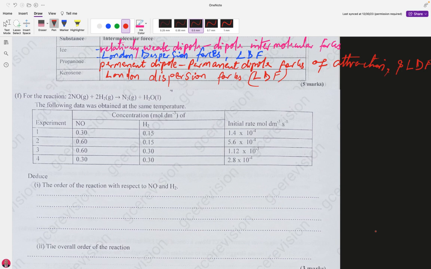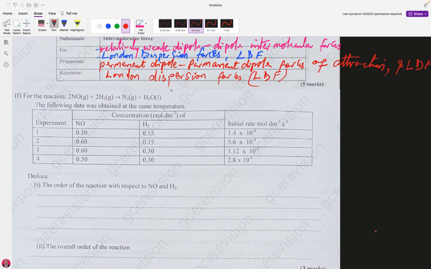F is where we are dealing with concentration and the order of chemical reaction. So we are going to do a few calculations in F, and the calculations are as follows.